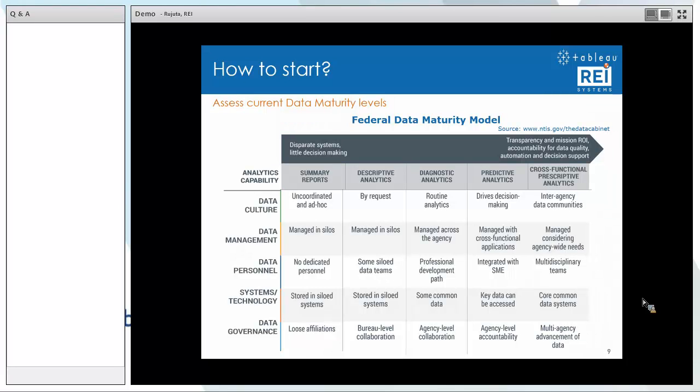As you perform your self-assessment, you may find that you are at different stages for each of the factors. For example, your data management might be done in silos, while the technology perhaps does offer some common data, but no dedicated personnel exist for the data sources. Governance in such a scenario is likely loosely affiliated and not coordinated at the bureau or agency level.